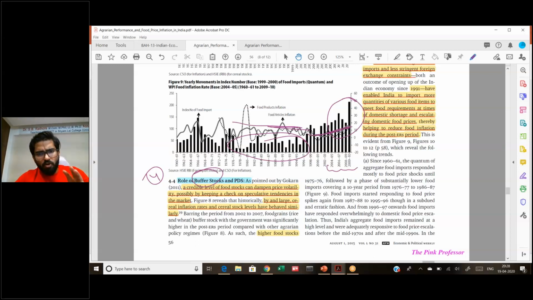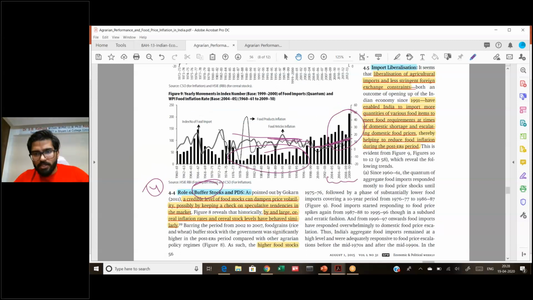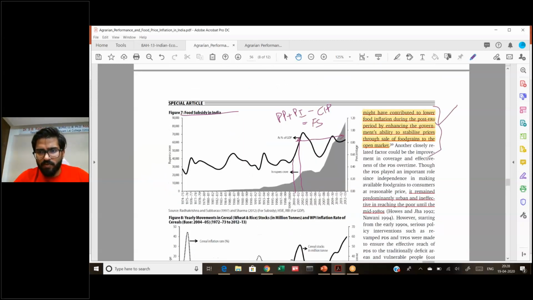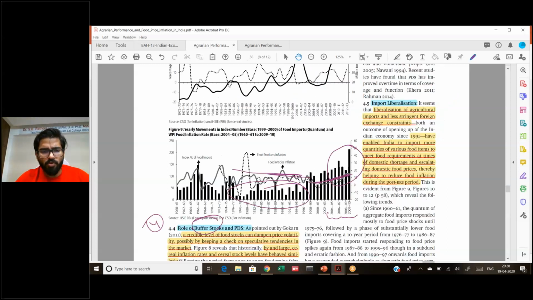So that ability to check the speculative tendencies and send a signal to the market that I have a sufficient amount of food stock. If there is any speculative tendency in the market, if the price is artificially increasing, then I will intervene inside the market and reduce that particular price, which perhaps has been done at a very efficient level by the NDA government. The moment the NDA government came to power, because of the kind of open market operation that it did, the food inflation was quite tamed down after 2004. So it is because of higher buffer stocks in the post economic reform period that you had lower inflation.